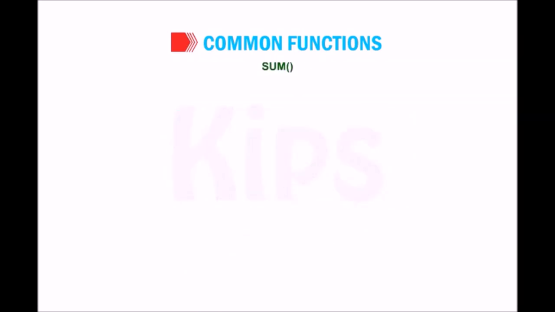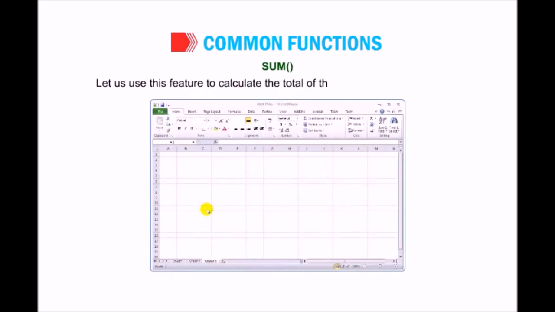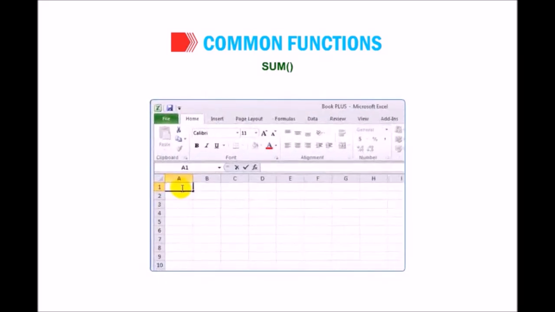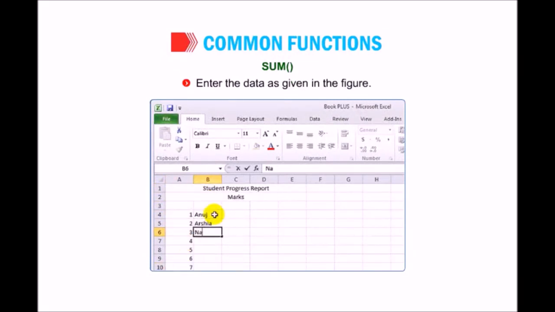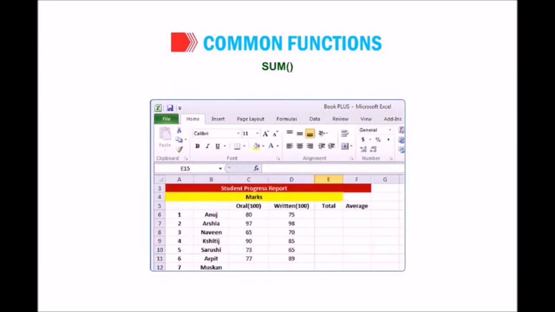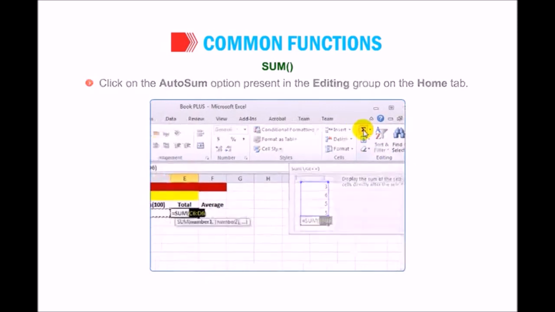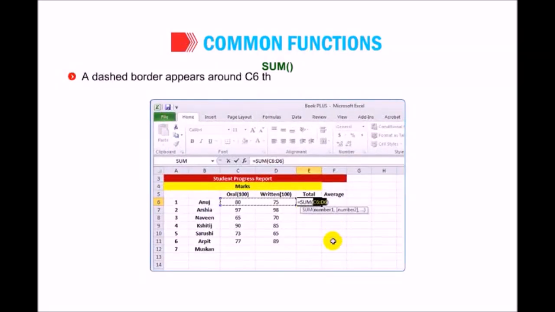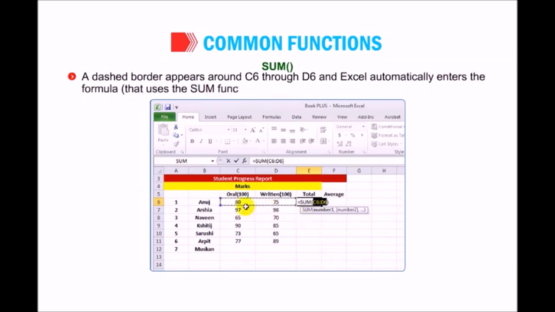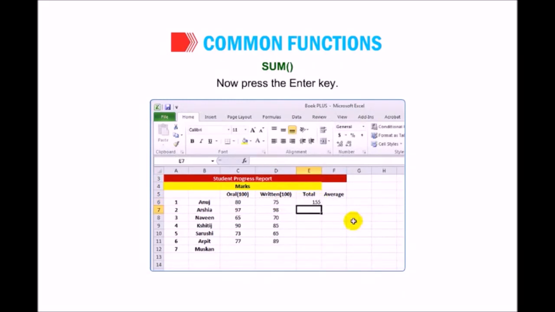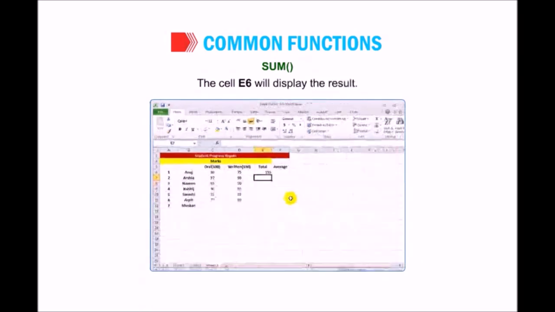SUM(). Let us use this feature to calculate the total of marks obtained by Anuj. Enter the data as given in the figure. Click on the cell E6 where you want to place the total of the marks. Click on the AutoSum option present in the Editing group on the Home tab. A dashed border appears around C6 through D6 and Excel automatically enters the formula that uses the SUM function in the cell E6. Now press the Enter key. The cell E6 will display the result.